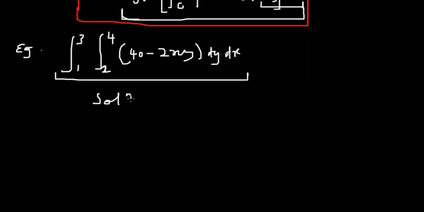Let's see how we solve this problem. First we take the closest integral, which is dy. So we have the integral from 2 to 4 of 40 minus 2xy.